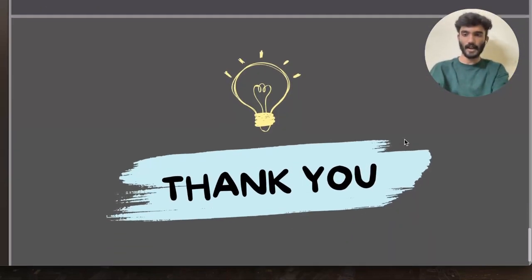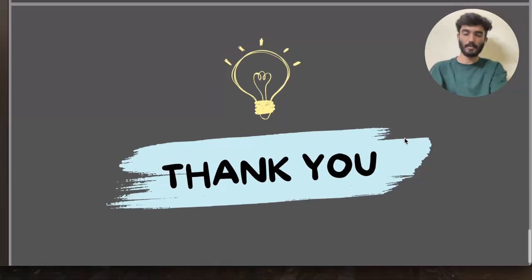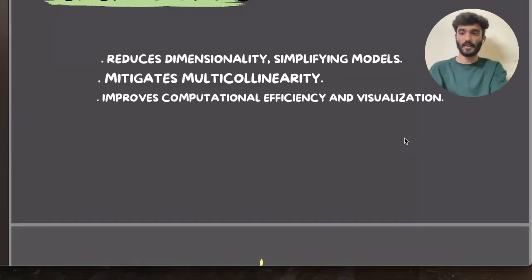In summary, multicollinearity complicates regression models by inflating variance and reducing reliability. We detect it using methods like VIF and the correlation matrix. PCA helps reduce dimensionality and mitigates multicollinearity by creating uncorrelated components that retain most of the data variance.